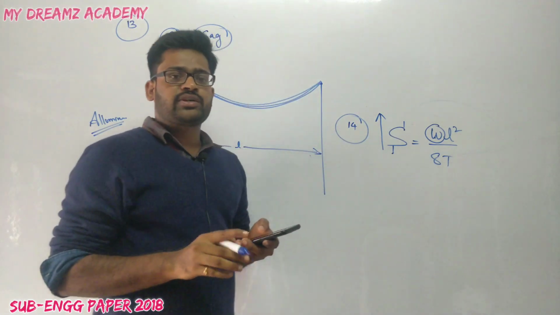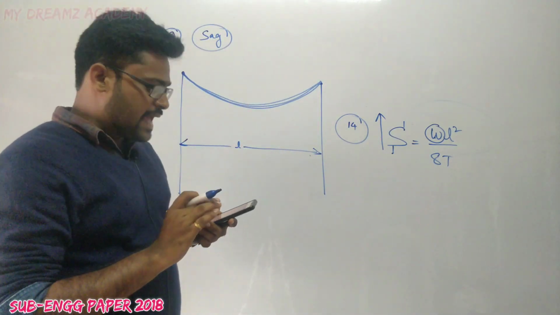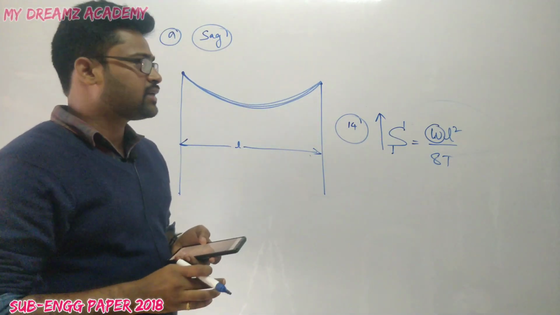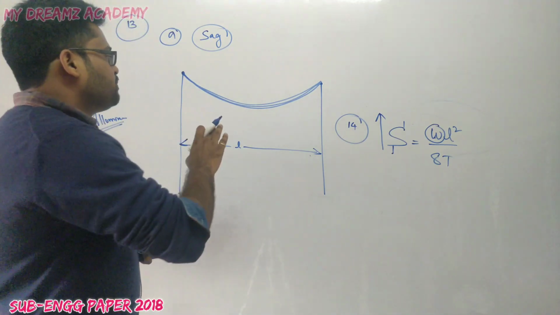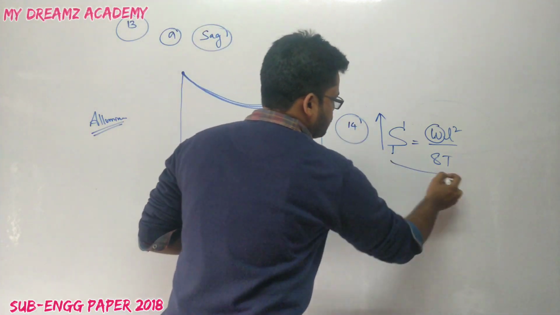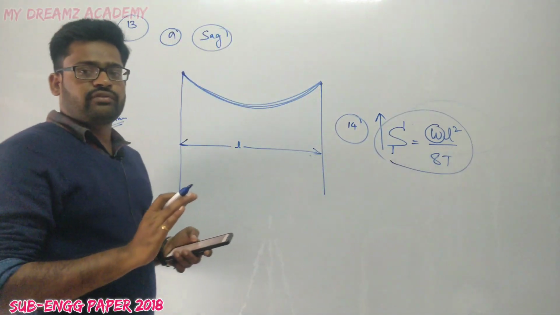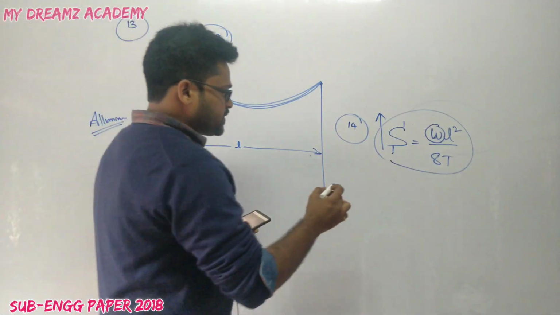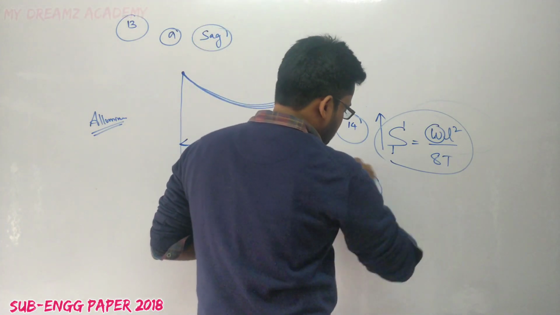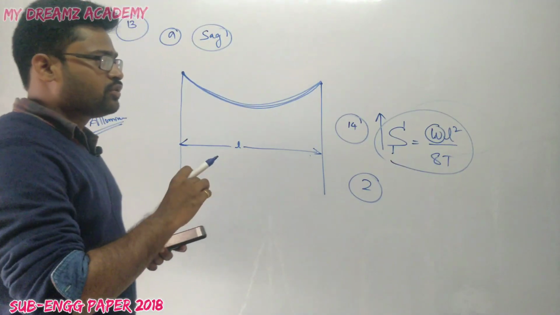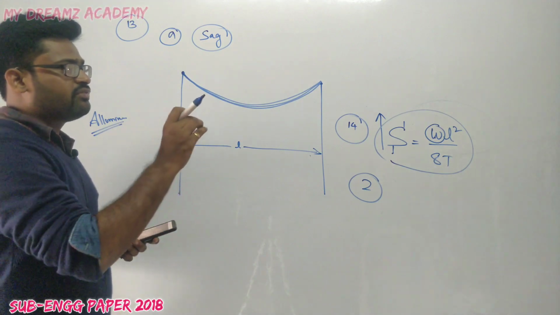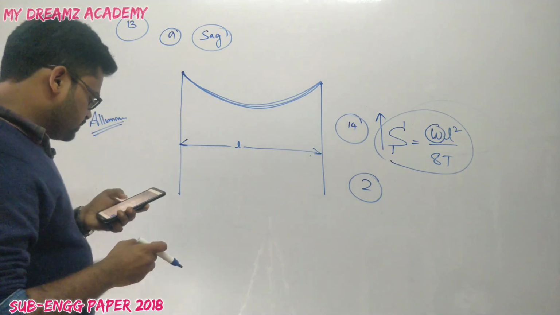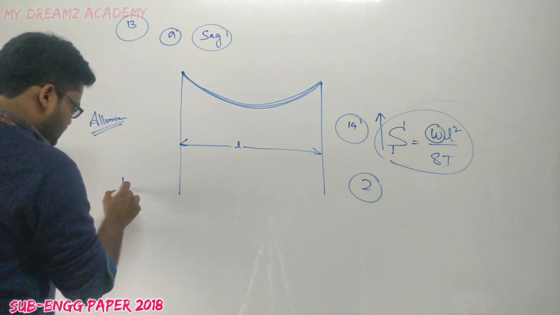The only option which does not affect the sag is current through the conductor. The current value may be anything, but it will not affect the sag. So option 2 is correct for the 14th question. The current flowing through the conductor does not matter. Next question, that is the 15th question.